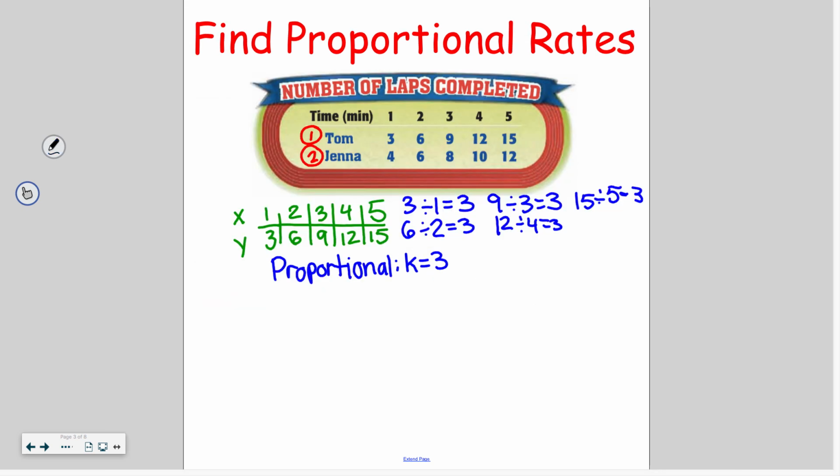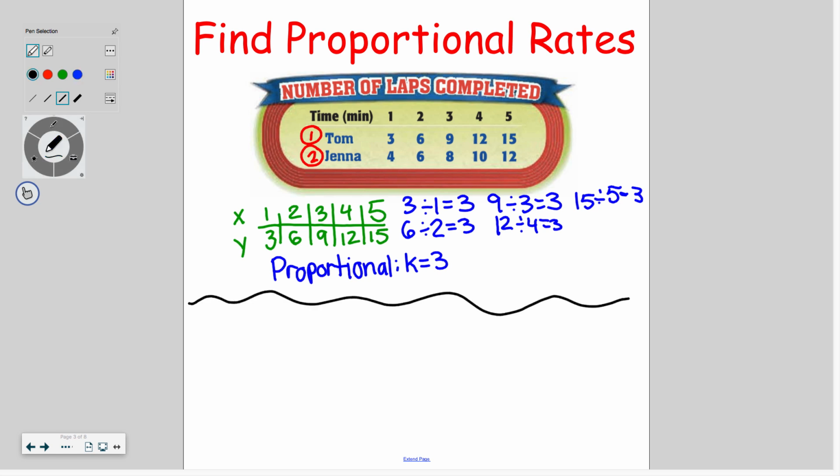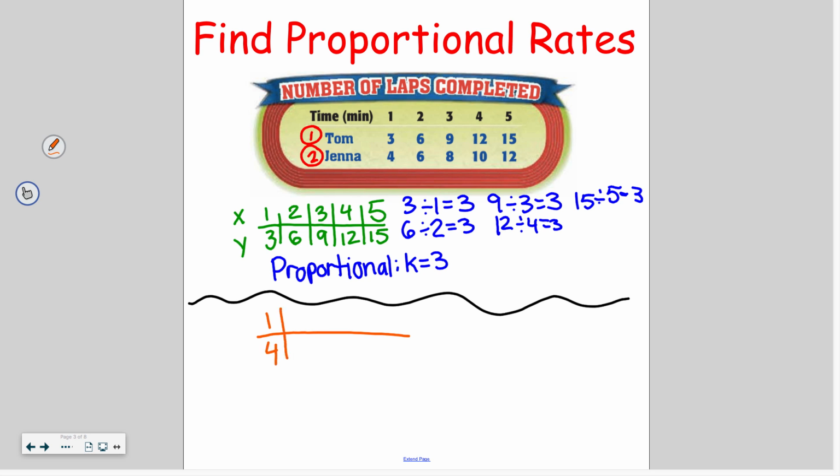Looking then at Jenna's equation from the table, we've got her at our first point, for 1 minute, she has 4 laps. For her second minute, she's got 6. Third minute is 8. Fourth is 10. And fifth is 12. Again, our minutes are x, and our values down below are y.